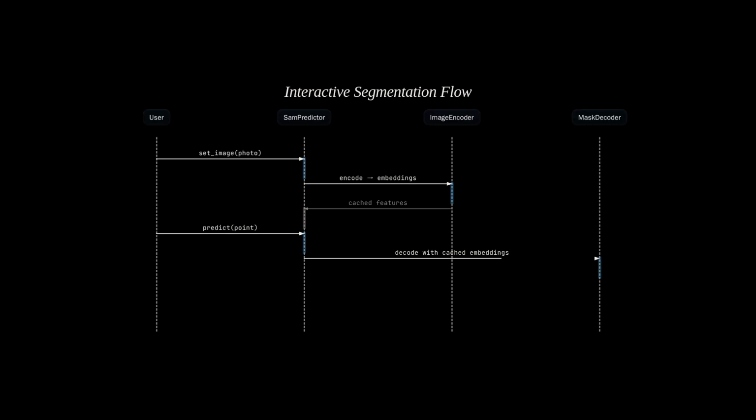Let's trace a typical interaction. You load an image into the predictor. It sends the image through the encoder once, which takes a moment, and caches the result. Now you click somewhere on the image. The predictor immediately decodes a mask using those cached embeddings and returns it in milliseconds. You can click again and again, and every prediction is fast because we're skipping that expensive encoding step.